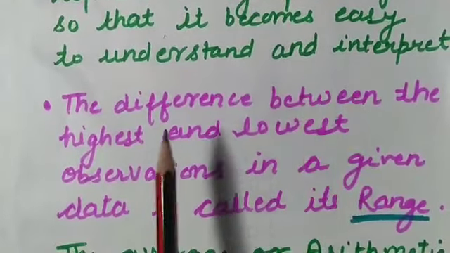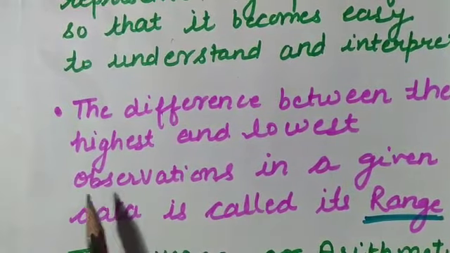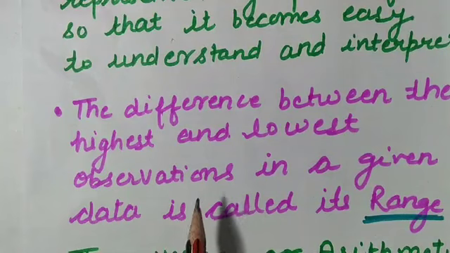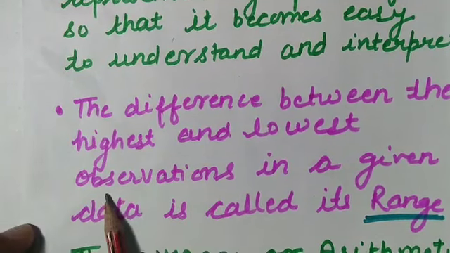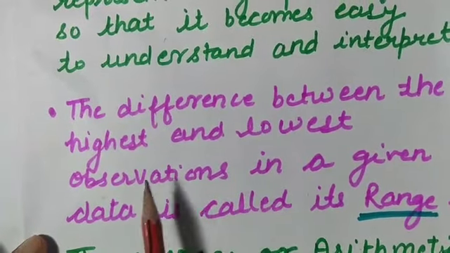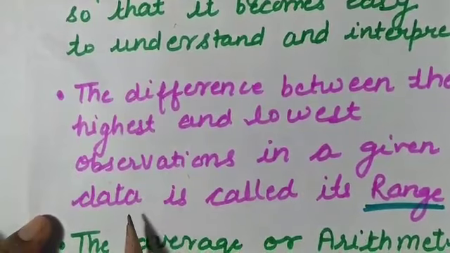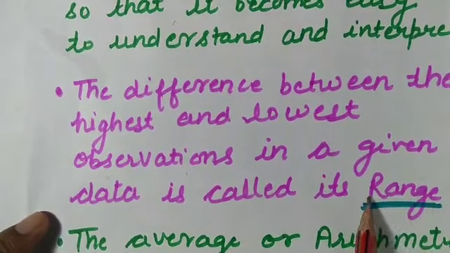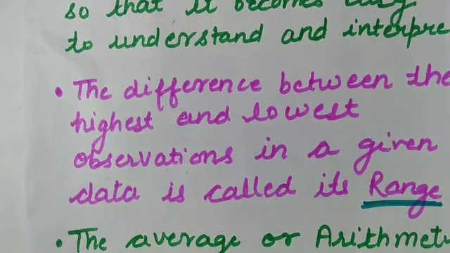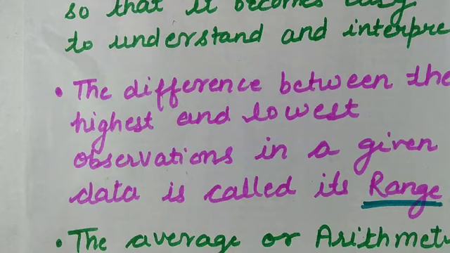Now, the difference between the highest and lowest observations. The data we have collected is in the form of numbers, and each number is known as an observation. The difference between the highest and the lowest observations in a given data is called its range. It is the difference between maximum and minimum.